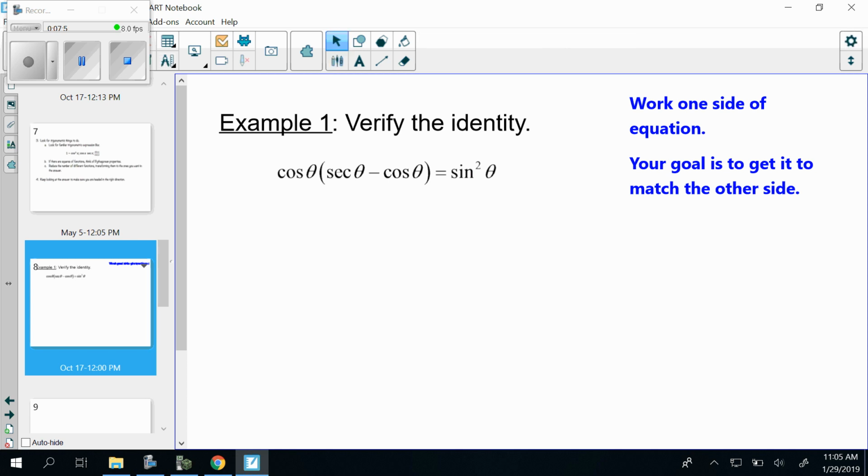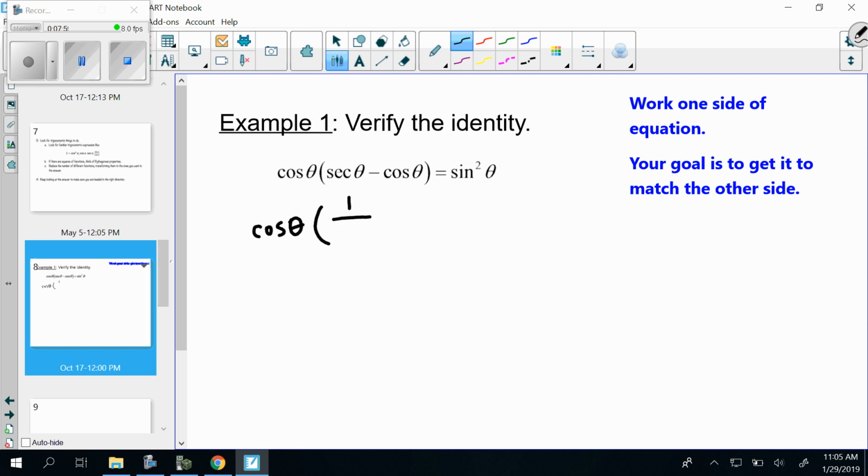So let's do that first. This is already a cosine, so let's not mess with that. Secant. We know secant's the same as 1 over cosine. All right. So now we've written everything in terms of sine and cosine. Next, let's try to do any math stuff we know. Well, we see parentheses. What do we usually do with parentheses here? Distribute. So let's distribute.